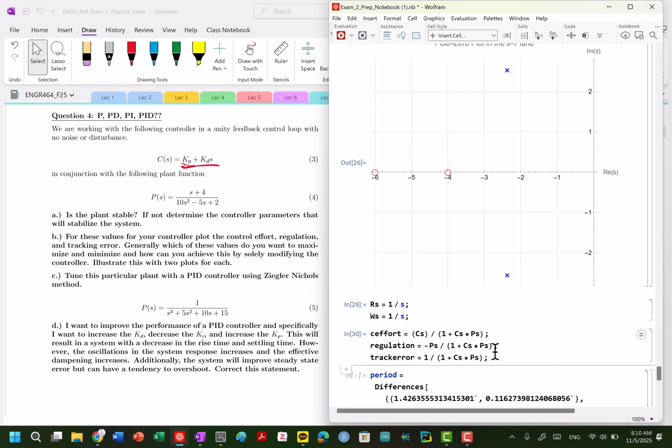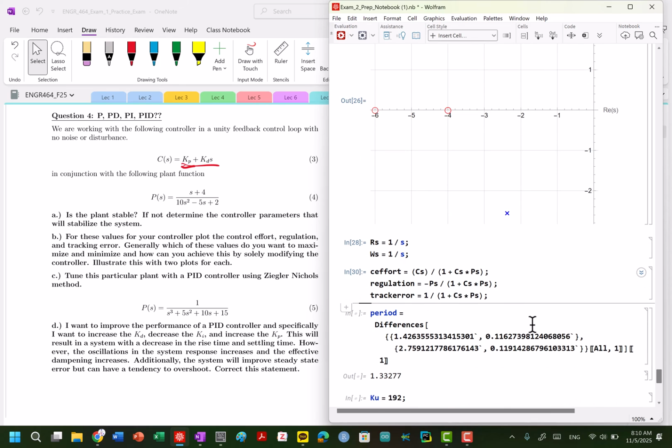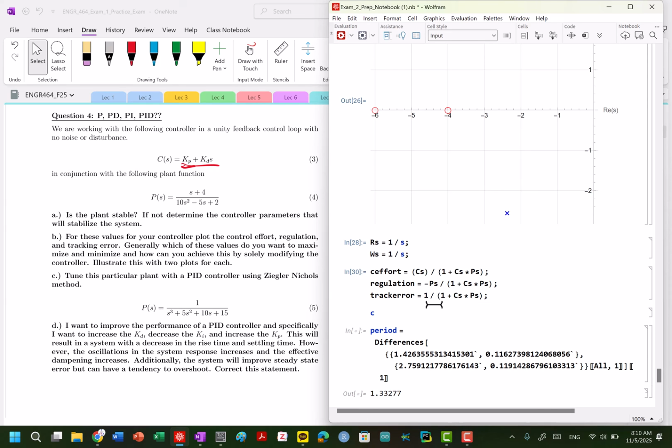Which of these values do we want to minimize, maximize? How do you achieve this? By modifying the controller. Illustrate with plots, with 2 plots for each. So let's go ahead. Let me make sure I need to change them. I'm going to change what that problem says. Illustrate with plots of each. So what we're going to do is we can say now, okay, my C effort, control effort, we want that to be not gigantic. And you can play around with that by changing essentially the magnitude of your K values.